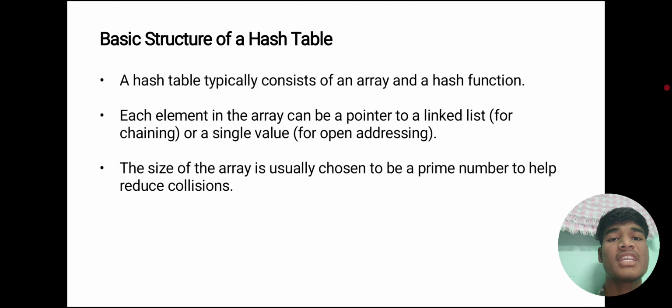Basic structure of a hash table. A hash table typically consists of an array and a hash function. Each element in the array can be a pointer to a linked list for chaining, or a single value for open addressing. The size of the array is usually chosen to be a prime number to help reduce collisions.